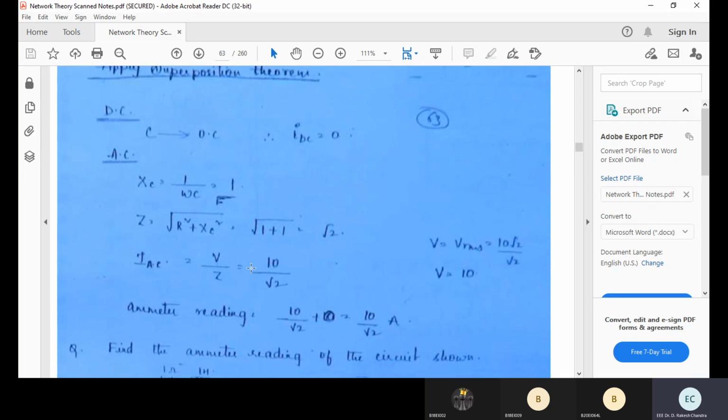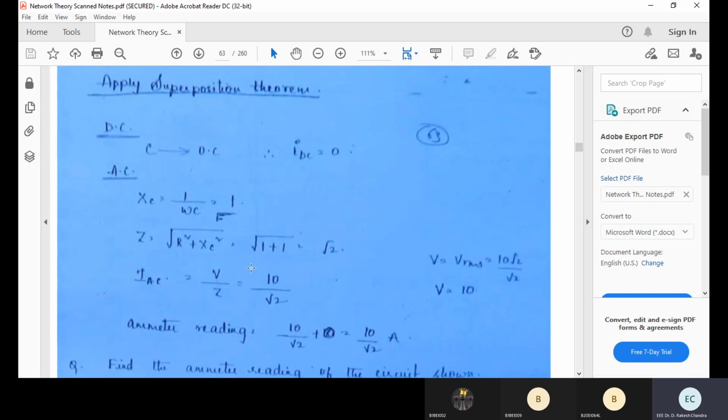What is your ammeter reading here? Through AC plus through DC. Through DC, your current is equal to 0. Through AC, your current is equal to 10 by root 2. So your total current is equal to 10 by root 2 amperes. Your total current is equal to 10 by root 2 amperes.